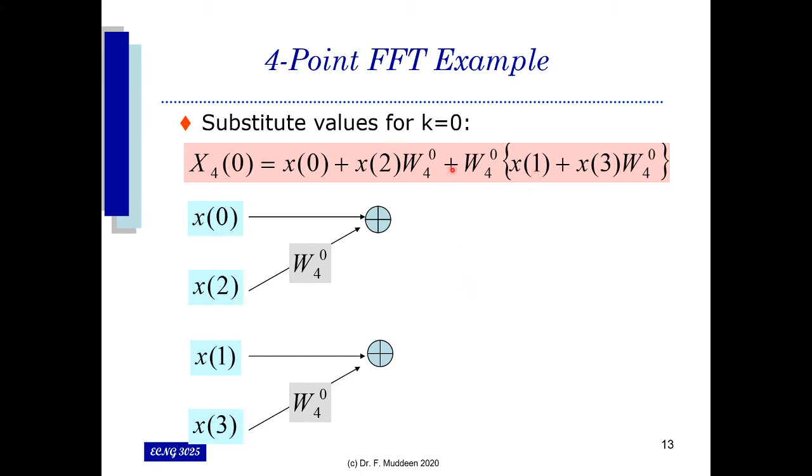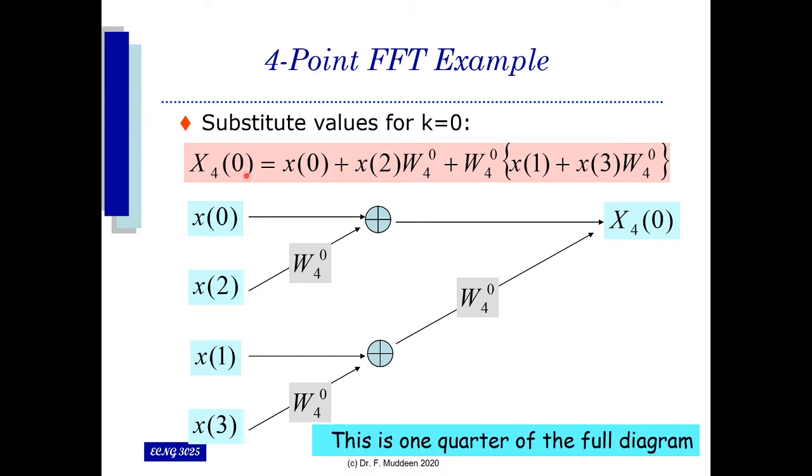The final result is basically a summation of these two, but we also have to cater for this W0 of 4 here. So we make sure we cater for it by putting this block here in order to obtain our X4[0] being our output. Now this is only for when k is equal to 0, so this is only a quarter of the full diagram.